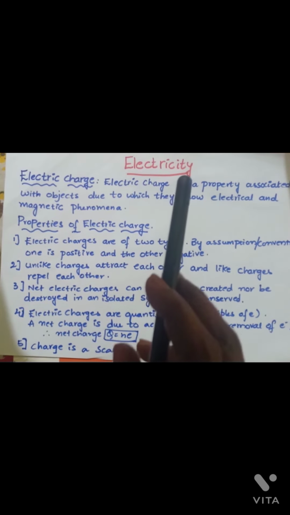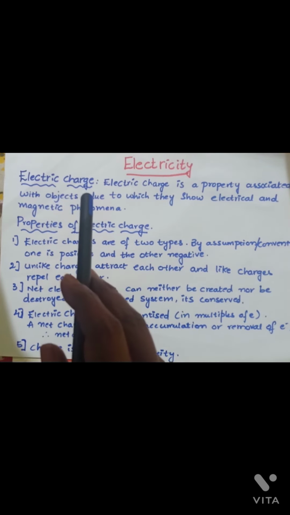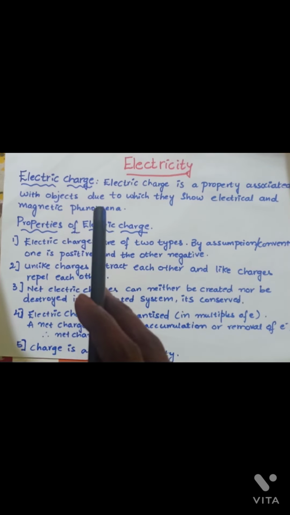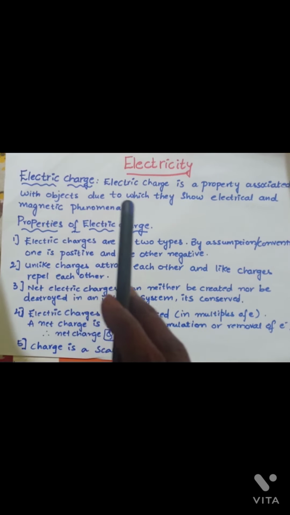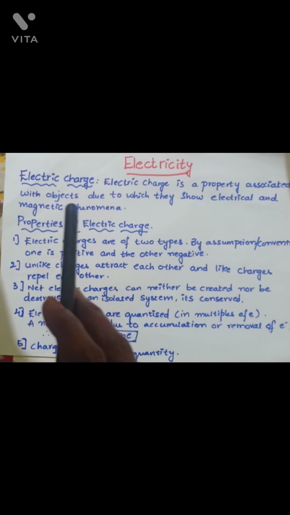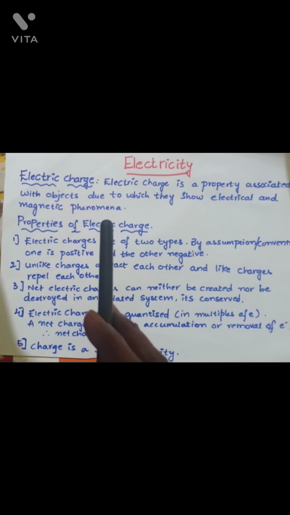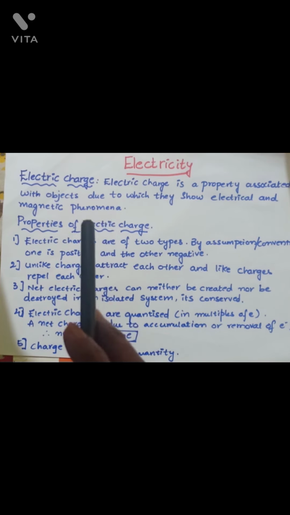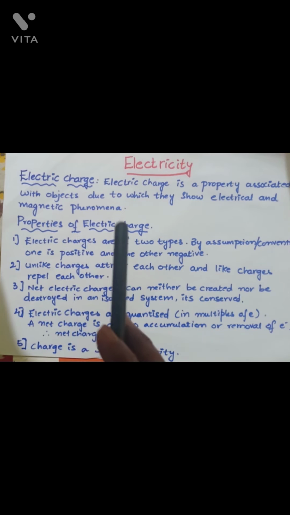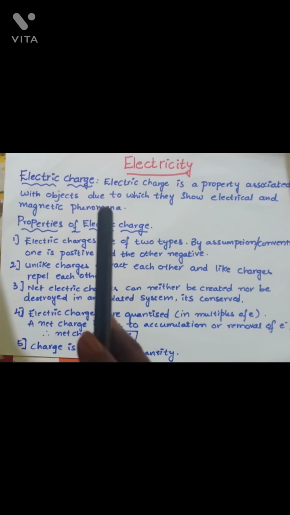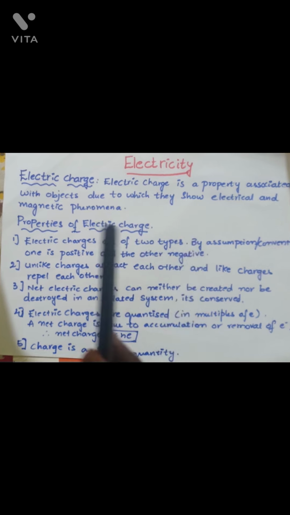Coming to our topic, electricity. Under that, the subtopic is electric charge, which we are discussing today. What is the exact definition of electric charge? Electric charge is a property associated with objects due to which they show electrical and magnetic phenomena. That means, in the previous activity you observed that because of these charges only, the objects were able to show their electrical and magnetic properties.